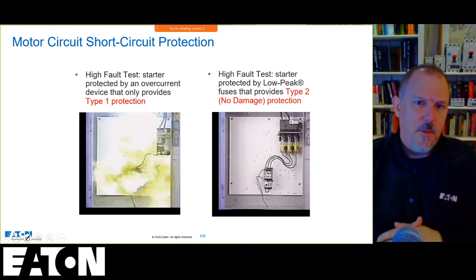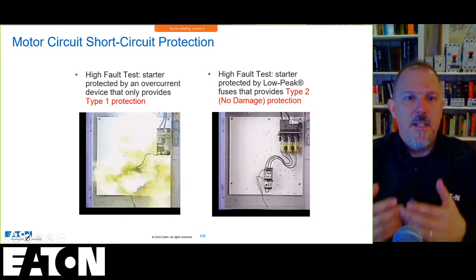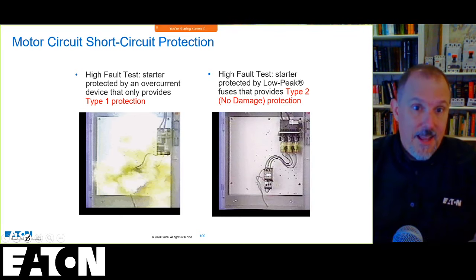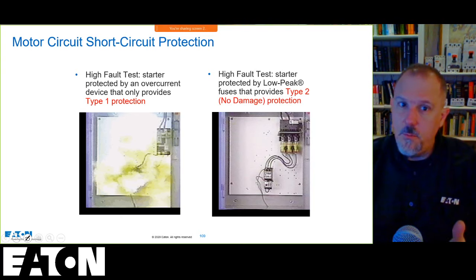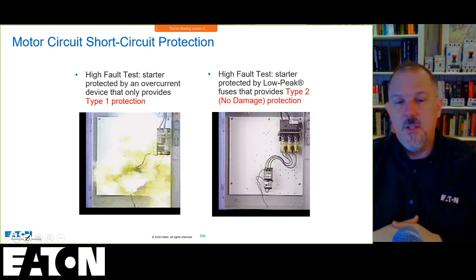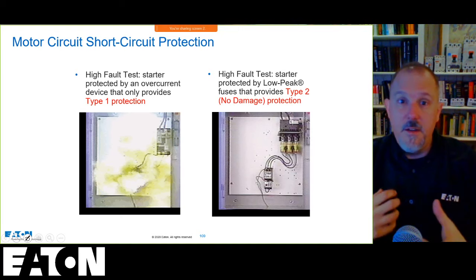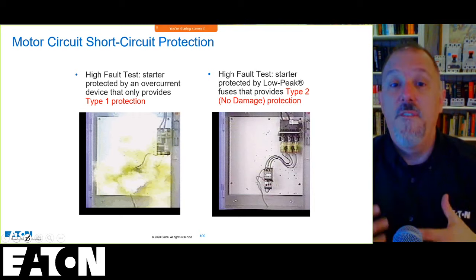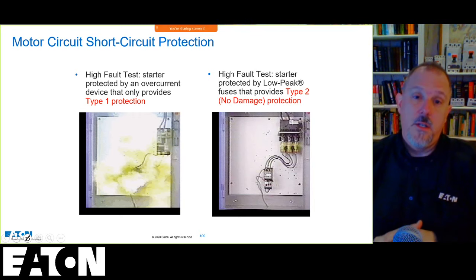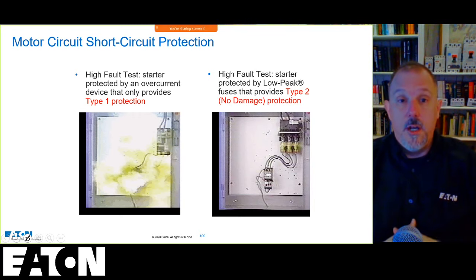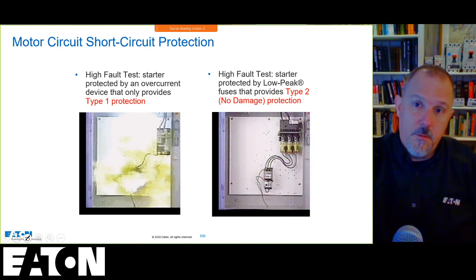One of the questions that we had was Type 1 versus Type 2. Type 1 permits damage to the equipment. Type 2 protection is no damage to that starter. So you have a much faster acting overcurrent device. And the fuse guys love to talk about Type 2 protection because the fuse is one of the best tools used to ensure that level of performance in your motor controllers.